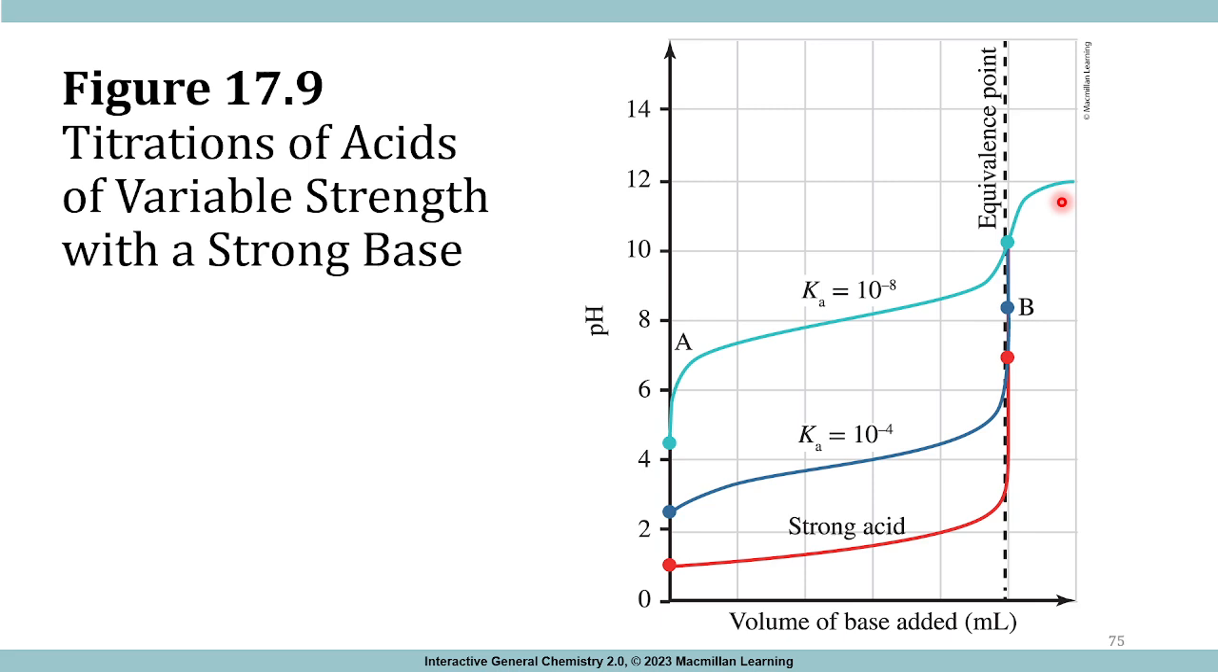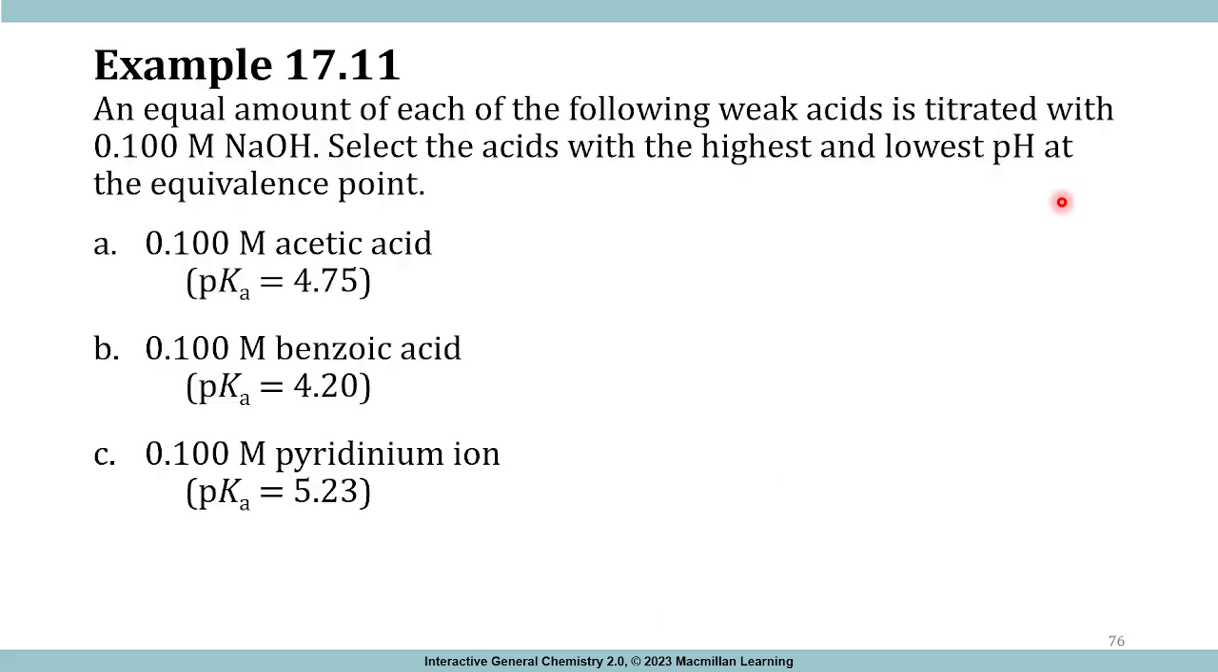Okay? And so that can be a little challenging. An equal amount of each of the following weak acids is titrated with 0.1 molarity NaOH. Select the acids with the highest and lowest pH at the equivalence point. Okay, so what's going to have the highest pH at the equivalence point?